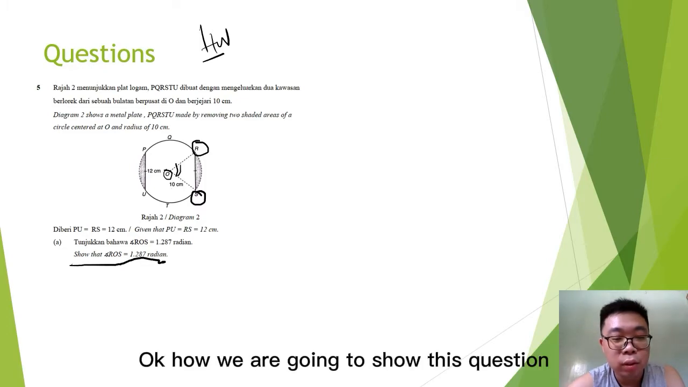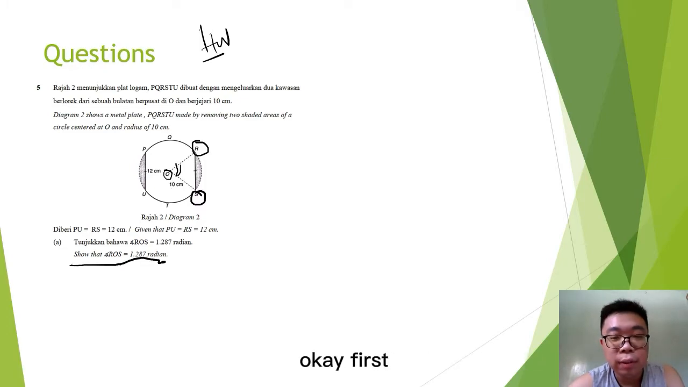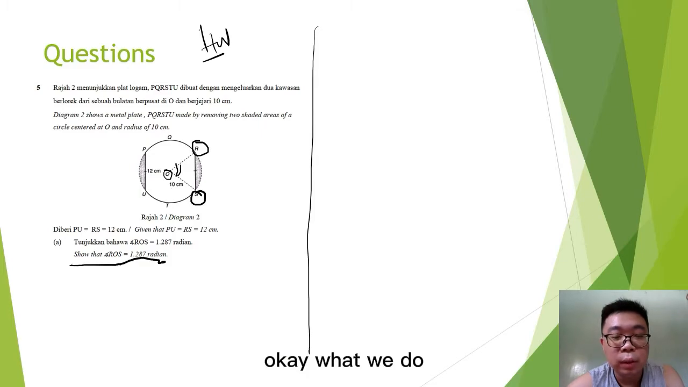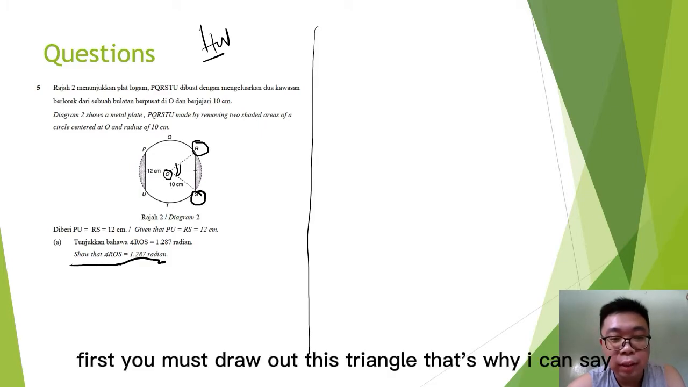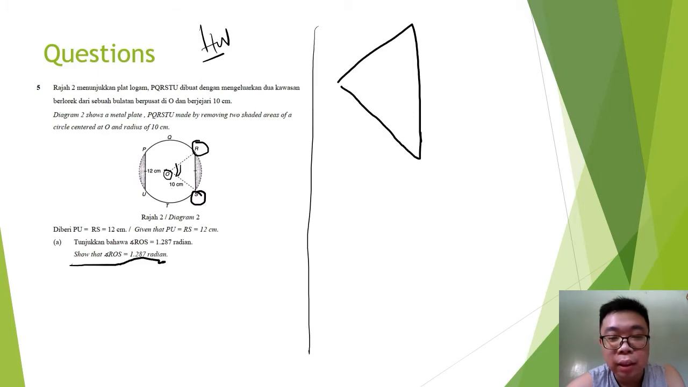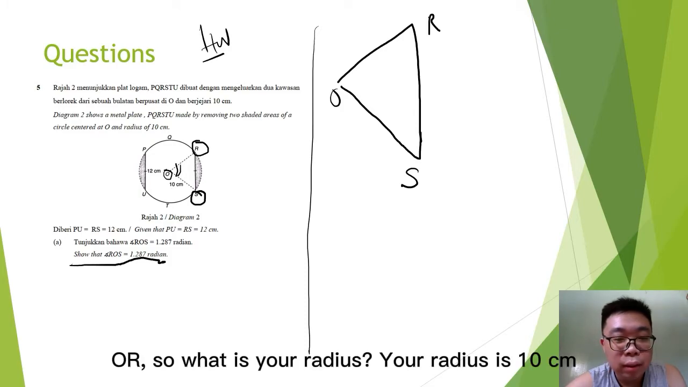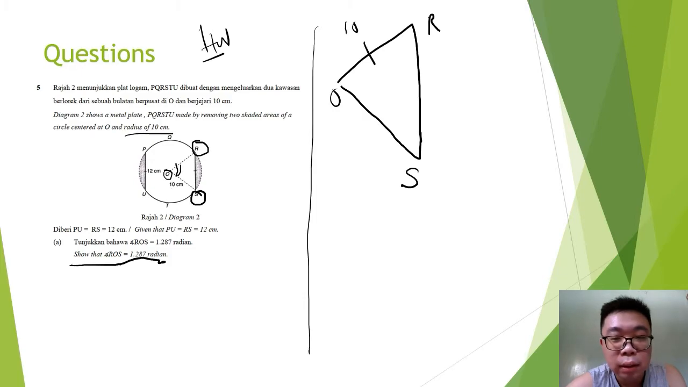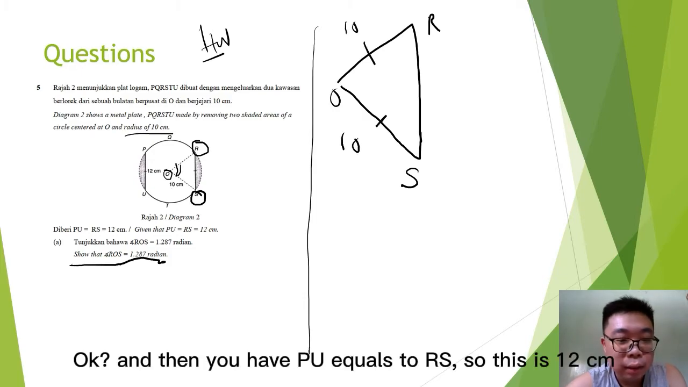Okay, how are we going to show this? First, you must draw out this triangle. That's what I can say. If you cannot see, you must draw out the triangle. So I will label R, O, S. Okay, so you have OR. What's your radius? Your radius is 10 centimeter. And then you have PU equals RS. So this is 12 centimeter.